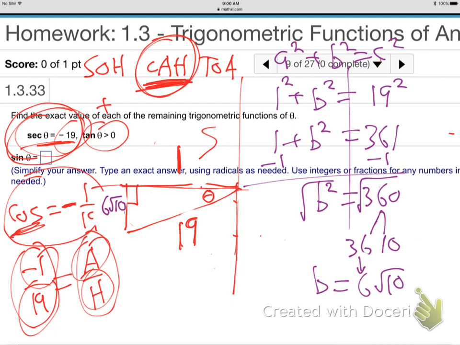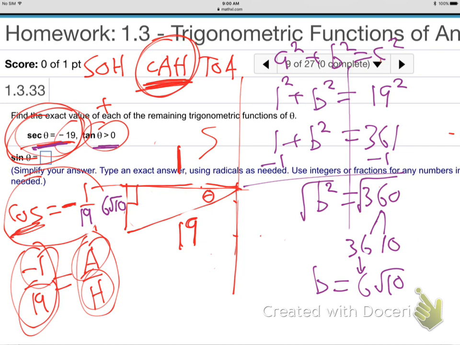We started with the tangent of theta is positive and the secant is negative. That helped us know we were in the third quadrant. And then they said secant is negative 19, which means cosine is 1 over 19. We had that here. Cosine is adjacent over hypotenuse, so we made the adjacent 1, the hypotenuse 19. Did the Pythagorean theorem to find the other side. Now we can find all 6 of the trig functions, which is what they're asking us to do. Let's find all the trig functions.